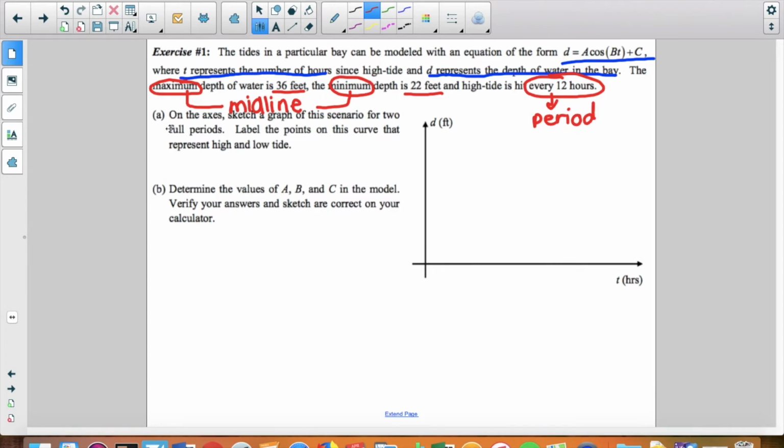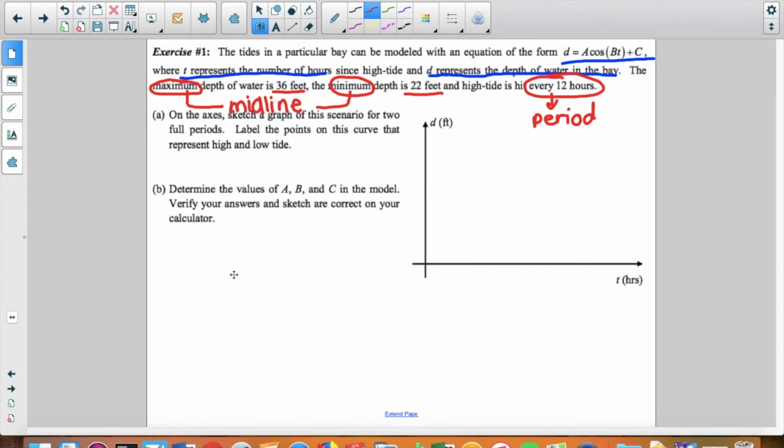Okay? So here it says on the axis, sketch a graph of this scenario for 2 full periods. Label the points on the curve that represent high and low tide. And part B says determine the values of A, B, and C in the model. Now what we can just do is go to B and then sketch it for A. I would prefer doing that just because I would like to know what A, B, and C are before I get to the graph.